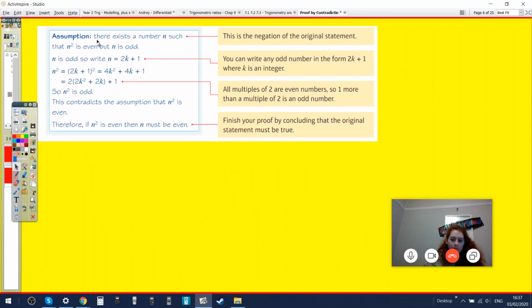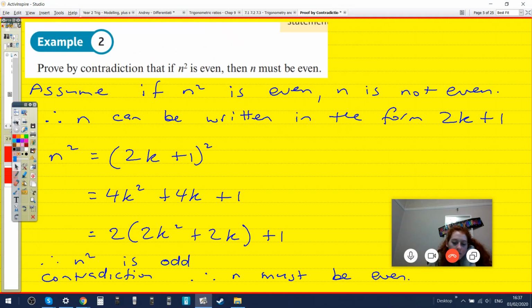So let's take a look. There exists a number n such that n squared is even, but n is odd. N is odd, so it can be written as 2k plus 1. N squared is 2 times 2k squared plus 2k, plus 1. So n is odd, n squared is odd. This contradicts the assumption. Therefore, yeah, copy and paste. Okay. Any questions about that?